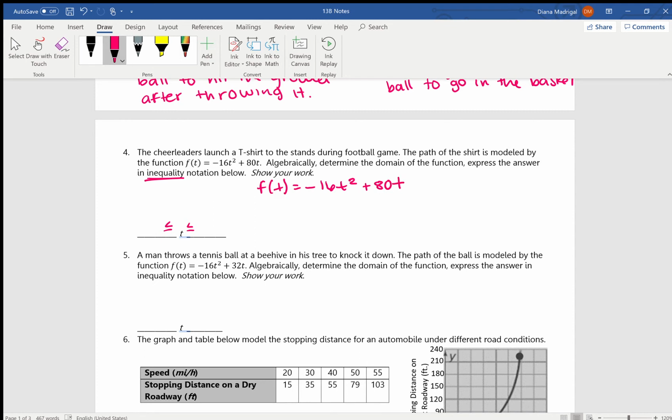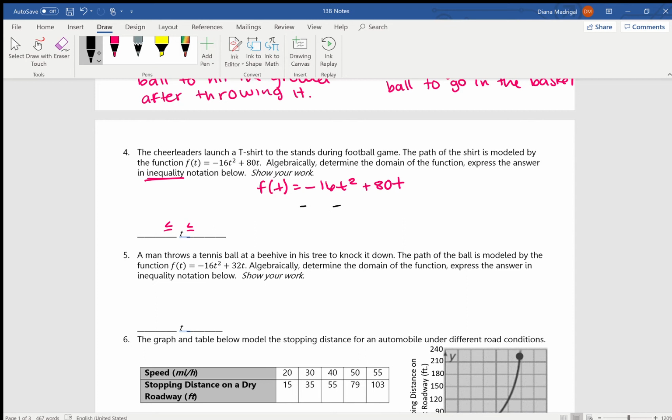Well, we need to take out what they both have in common. They both have 16, so I could take negative 16 out of both of them. So then I have t squared plus 5. Oops, I took out the negative, so 80 divided by negative 16.